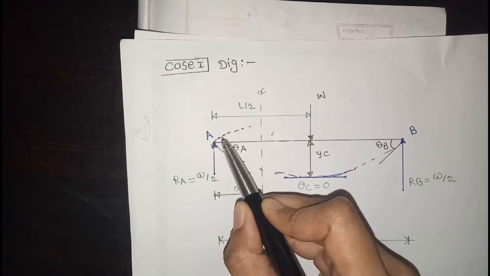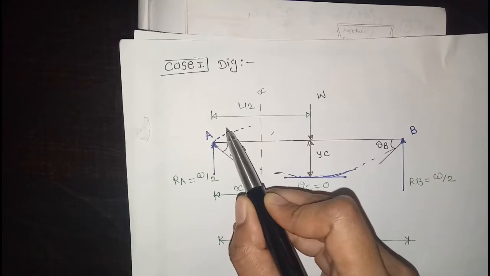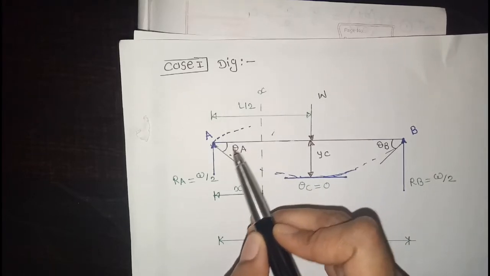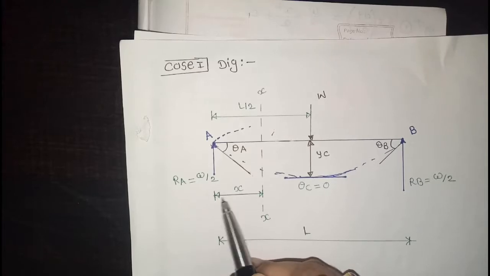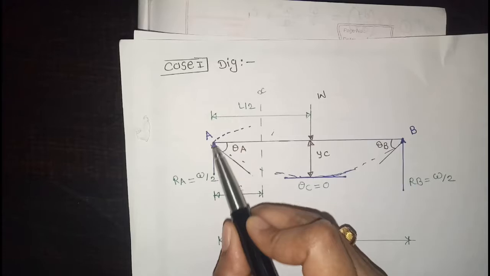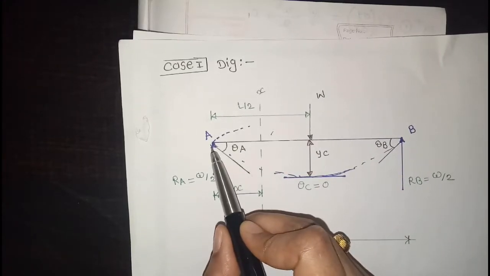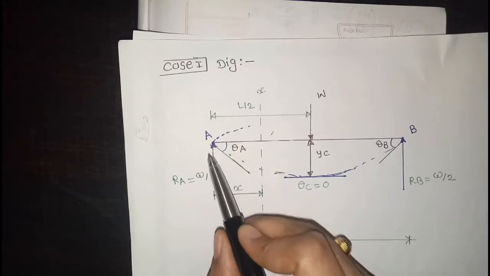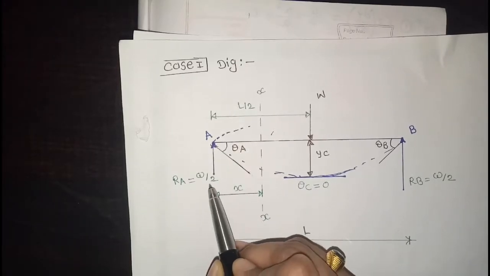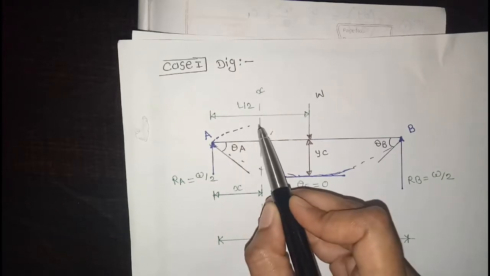So decide the rotation. This is the clockwise direction. So clockwise moment is taken as positive and the perpendicular distance is x. So how many forces are in the left section of section XX from point A? Only one force, RA is equal to W by 2. So the rotation is clockwise.